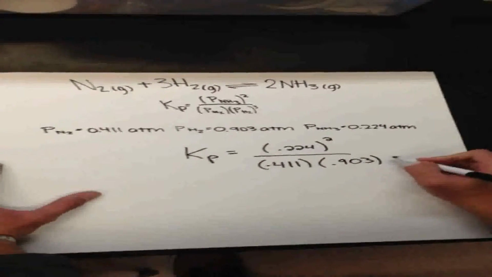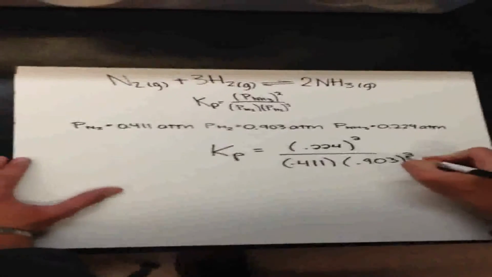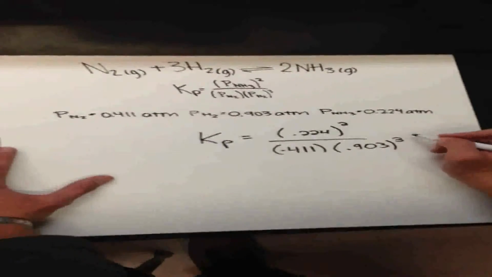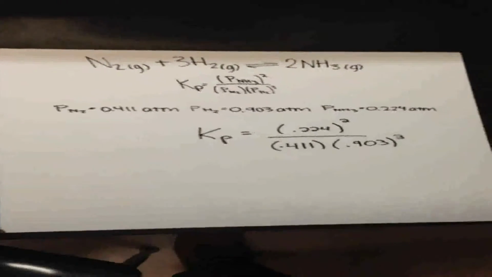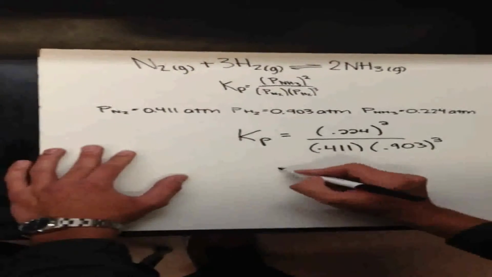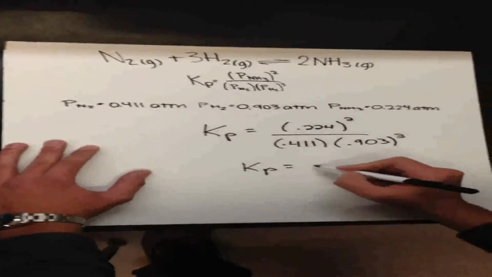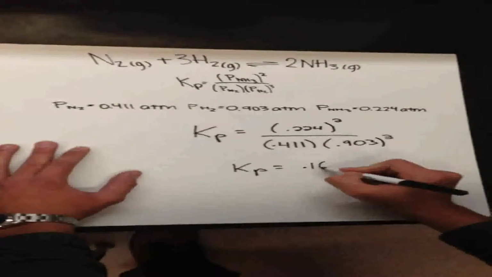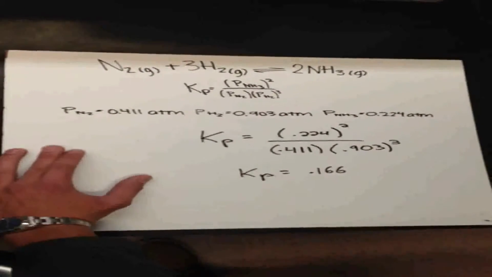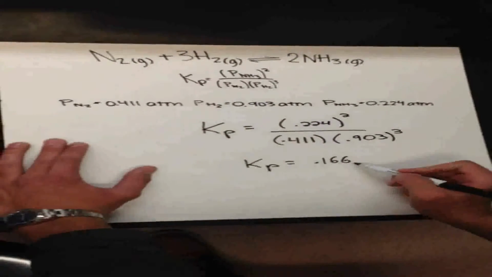Let's not get ahead of ourselves here. As H2, it's cubed. Now, for this, we're going to plug this into a calculator. Calculate. Oh, wow, that was really fast, class. Oh, and looks like our answer is 0.166. We rounded because of the significant figures. There are 3 here, so there's going to be 3 here.